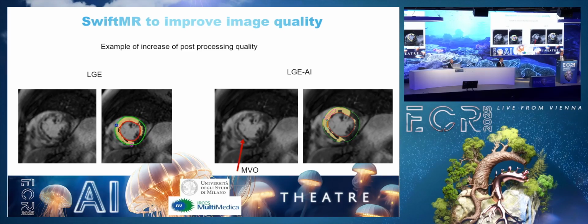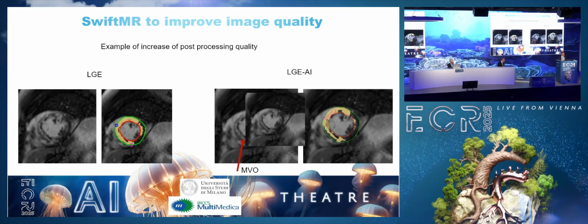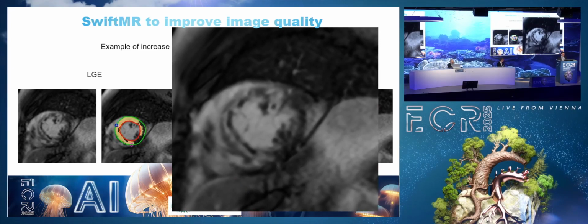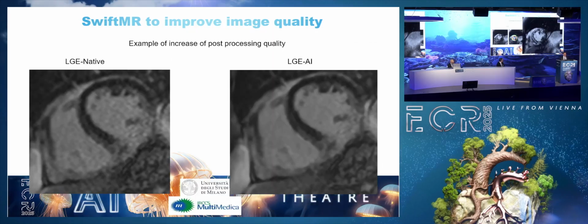And as I mentioned before, the microvascular obstruction is a sign of poor prognosis of this patient. So this is the reason why it is important. And this is just to show you the scar here, the bright line here, and the black line inside the scar. This is the microvascular obstruction.